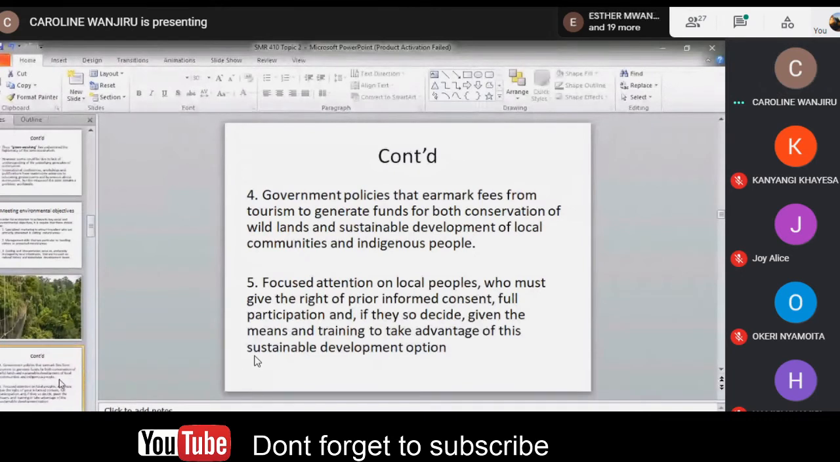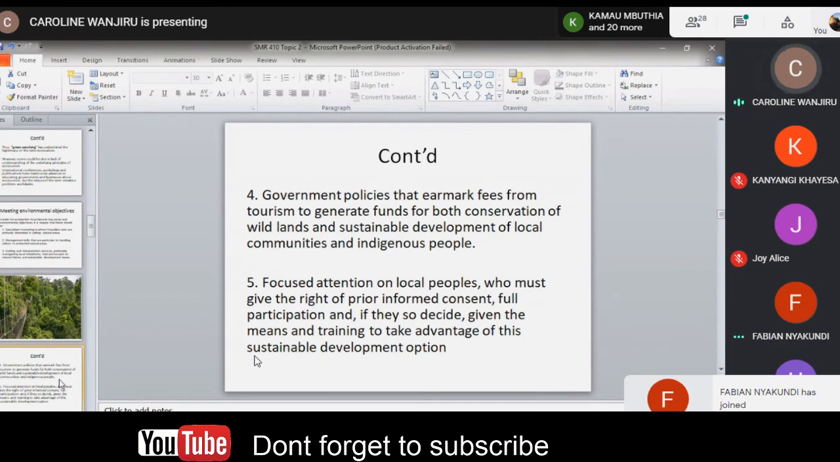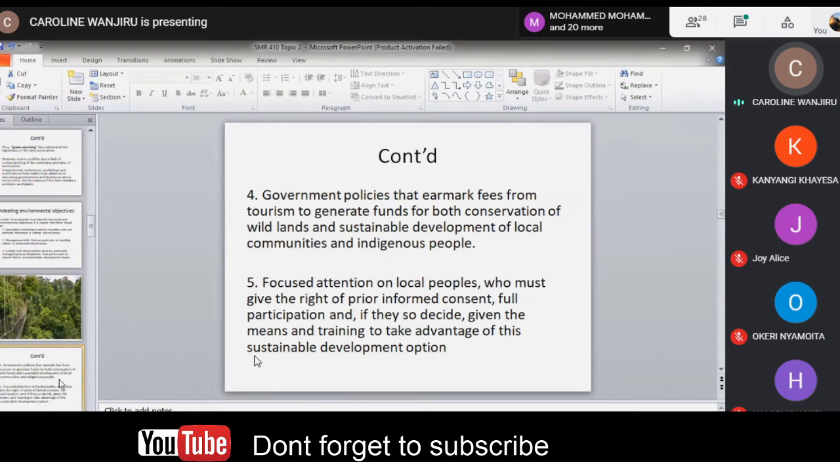Another issue is government policies that earmark fees from tourism to generate funds for both conservation of wildlands and sustainable development of local communities and indigenous people. So the government must always have in mind that whatever is coming out from this kind of ecotourism should be able to support conservation, but also the sustainable development of local people. Some money should go back to those communities. The government should not take everything. So they make sure they are continually investing, maybe supporting education, maybe health, maybe a community project. Some of those proceeds have to be plowed back into the community.